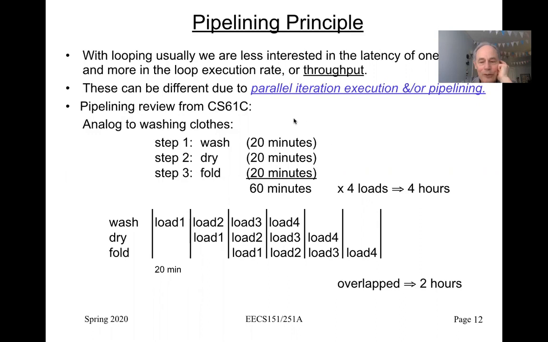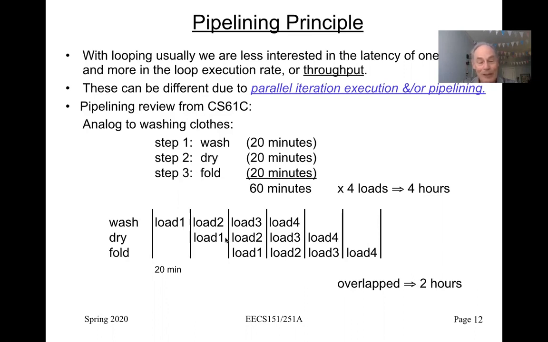So if you have 4 loads times 60 minutes, it would take 4 hours if you do it one load at a time. But of course, as shown down here in this little chart, once the washing machine is done, it's free, and you can put the second load of wash in the washing machine. At the same time, the first load can move into the dryer. And then after 20 more minutes, the washing machine is free again, because 2 is done with it, and 2 can move into the dryer.